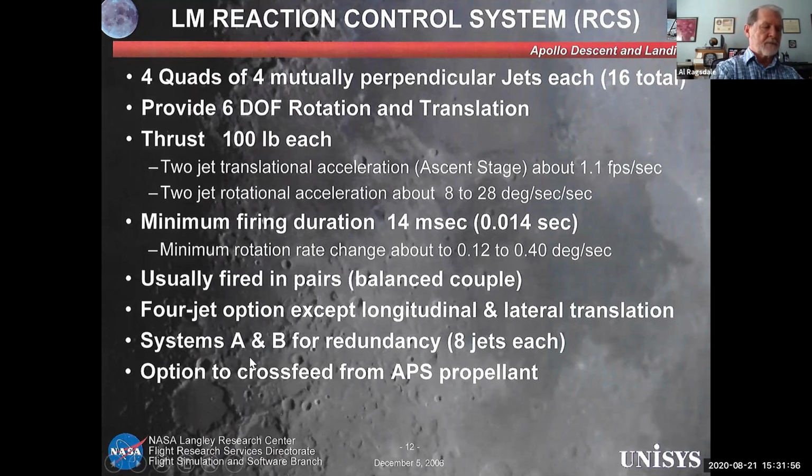There were 2 systems that were redundant. They call them A and B. Each one had the propulsion system for 8 jets. And once you were in orbit, you could cross feed. If the APS, the ascent engine, had propellants left over, you could cross feed that into the RCS tanks.